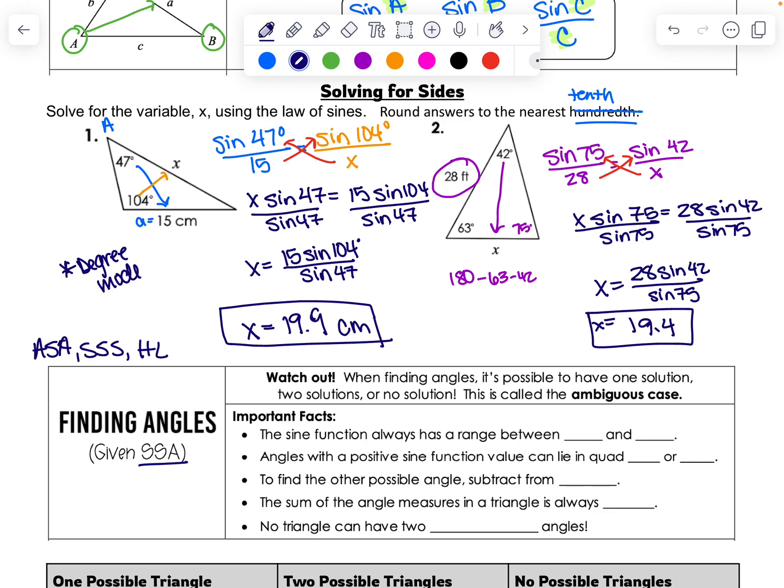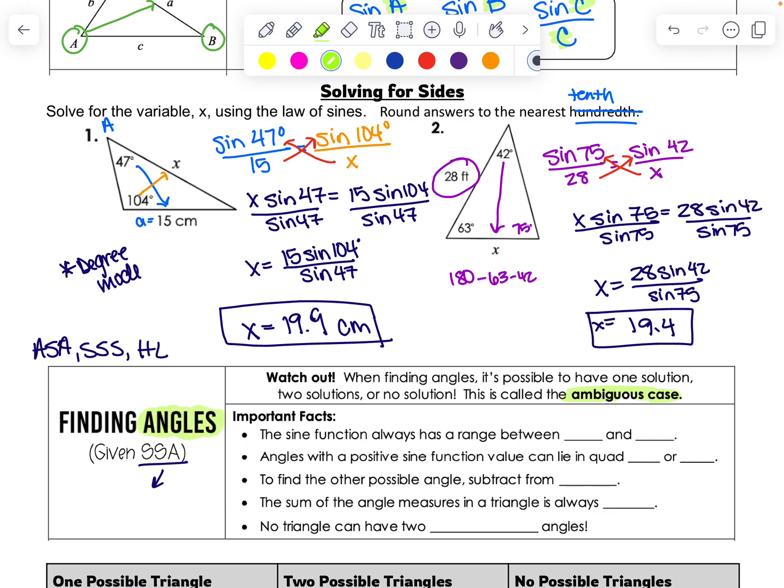But here, side-angle doesn't work because I have the possibility of making an acute triangle and an obtuse triangle out of any combination of side-angle. So I could create a triangle that looks like that, or I could create a triangle that looks like that, both having side-angle. And when we do that, it doesn't make one unique situation. So this is called our ambiguous case. This is when we're solving for an angle using the law of sines.